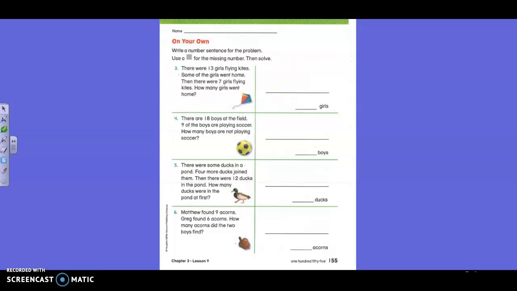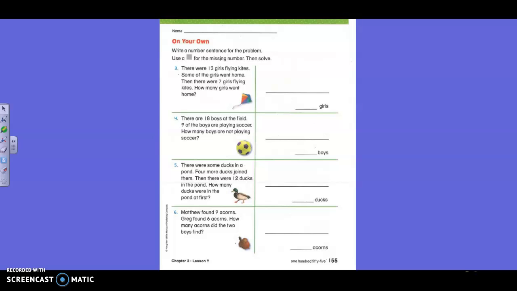I do want to do one problem on the back with you before you start, because I want you to know that not all the time will the box be at the end. Hey, I didn't say put that away yet. Sit down. It could be at the beginning, it could be in the middle. Okay? Number 3.